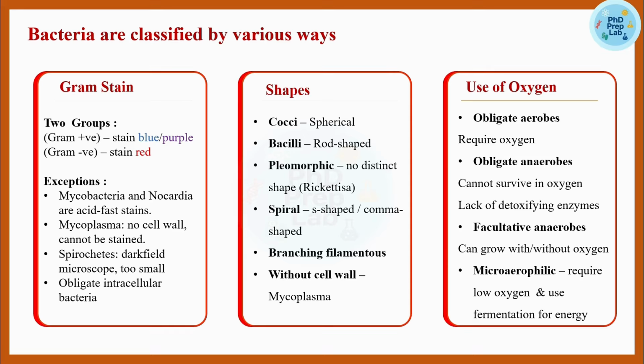Then you have bacteria depending on the use or not using of oxygen. So you have aerobic bacteria. First, it would be obligate aerobes, which means they require oxygen 100%. And then you have anaerobic bacteria as well, which could be obligate anaerobes, meaning they cannot live in oxygen at all. Or you could have facultative anaerobes, which means they can grow with or without oxygen. Now you have another category as well, which is microaerophilic, which means they require low oxygen and use fermentation for energy. So this is also an important group of bacteria, microaerophilic.